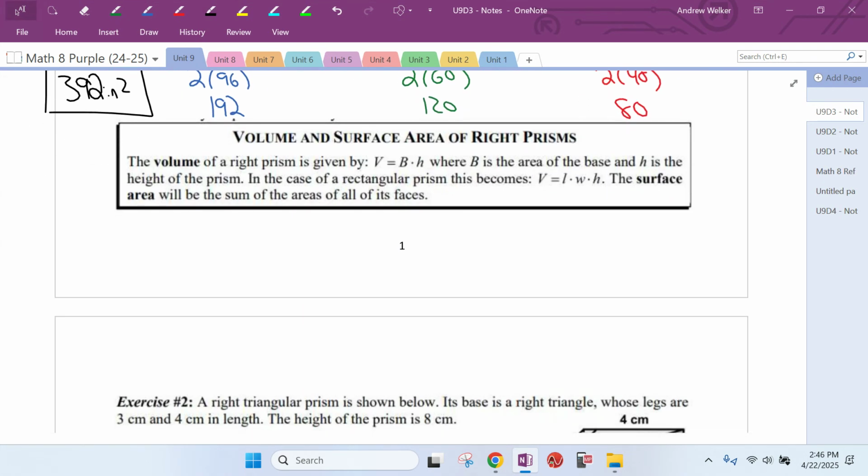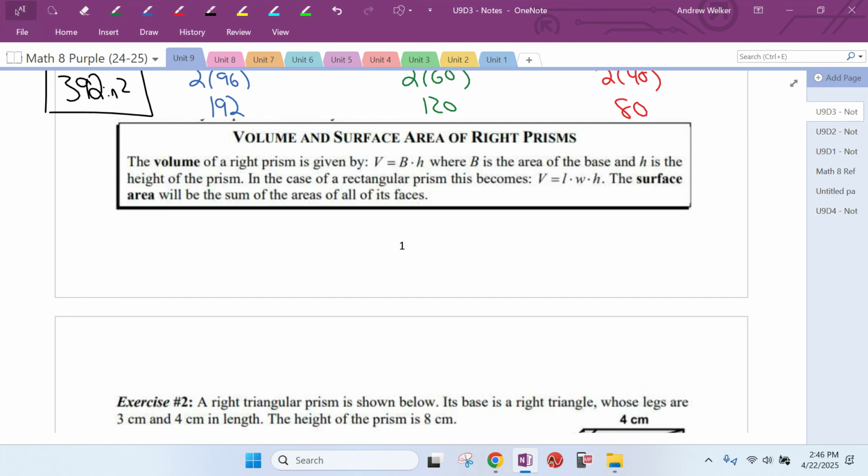Surface area, wrapping. So volume of a right prism is given by V equals BH, where B is the area of the base and H is the height of the prism. In the case of a rectangular prism, this becomes length times width times height. But not every prism is a right rectangular prism. So we just got to be careful with that, right?